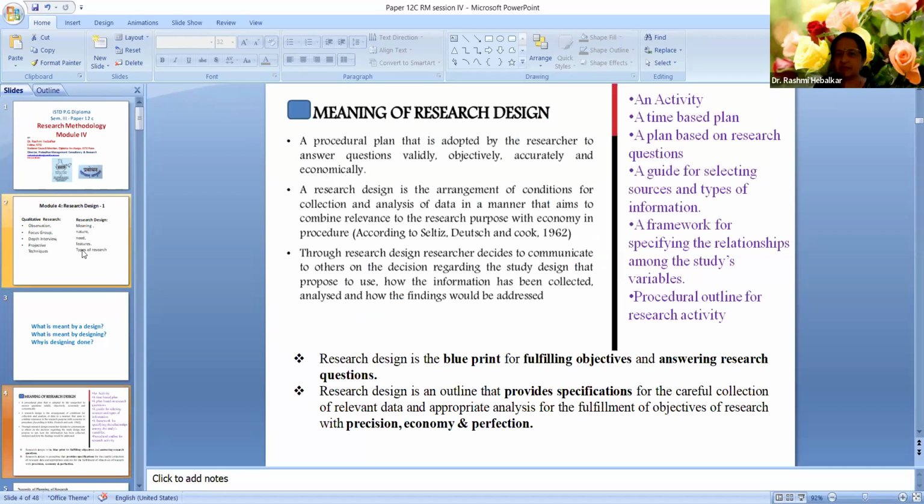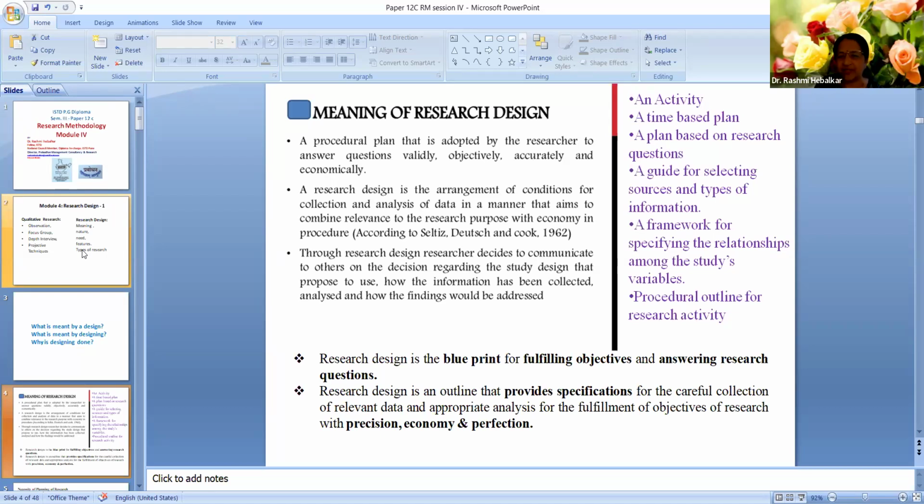research design. N number of definitions you will find. You may find that there is a crowd of definitions, but last time I told you, many things I put on the slide so that you would be able to write better in the exam. Okay, we will see 1 or 2 definitions which are given below.